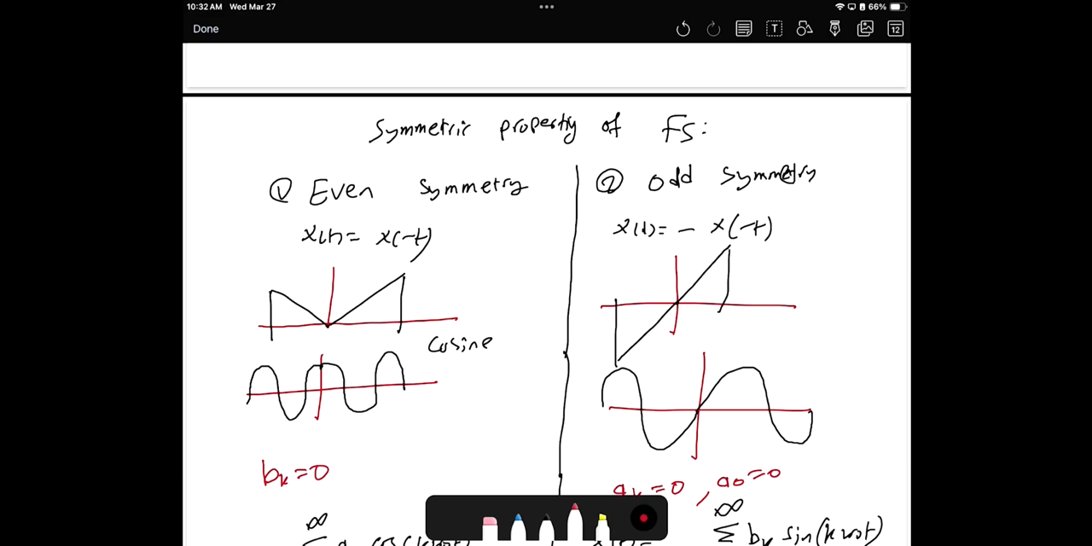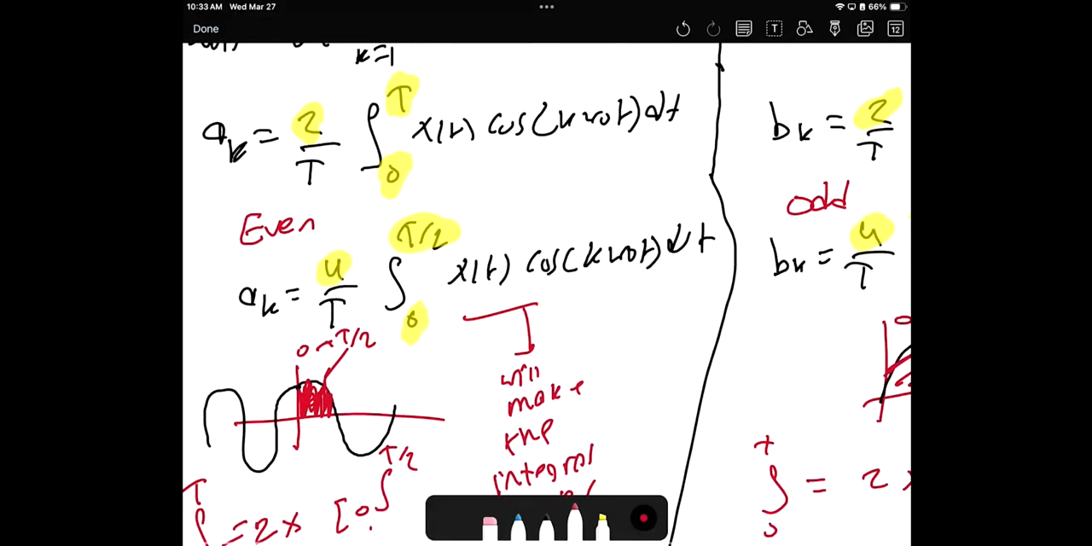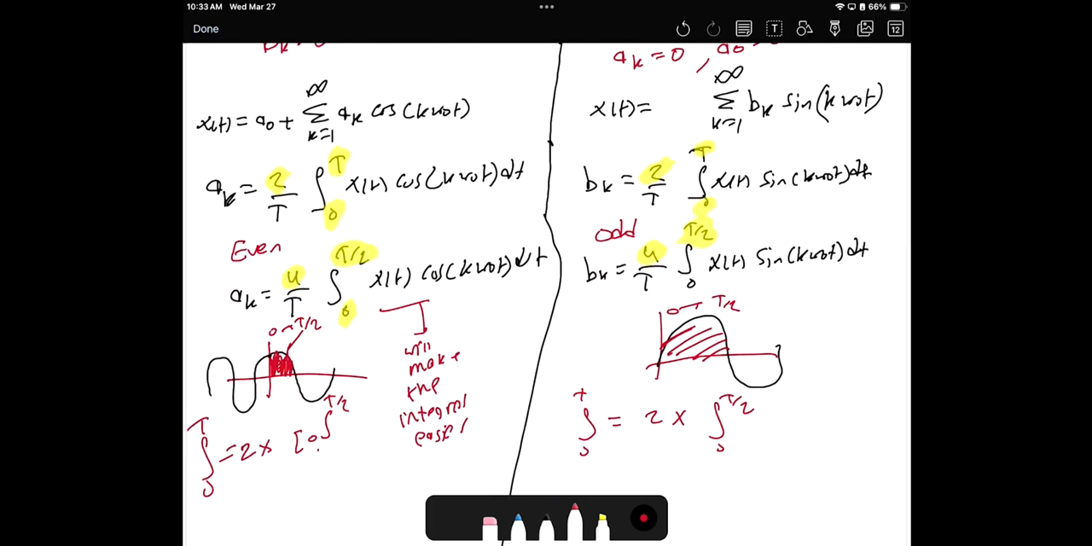If we see, for example, a0, a_k, b_k, and this is even symmetry, then b will be erased. And keep in mind, the integral you will do for the half cycle, from 0 up to T over 2, and therefore we can make it times 2, so it will be 4 over T. While if it is odd, you don't need to calculate a, so it will be b alone. Okay? So the point is, we will use this property to make the problem easier, so we can solve it with less effort and less time.